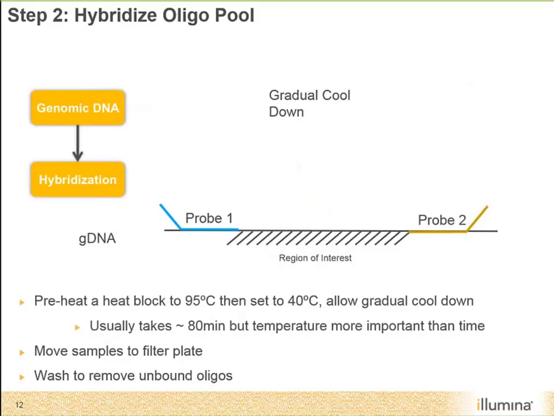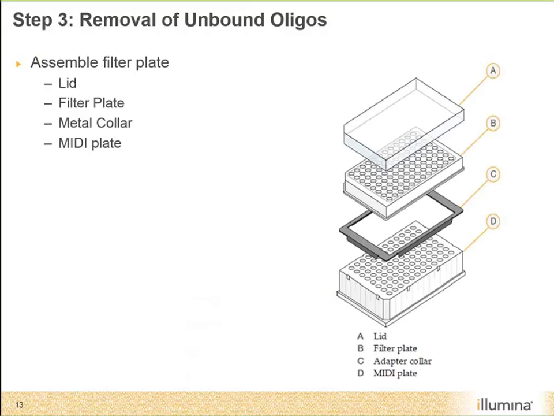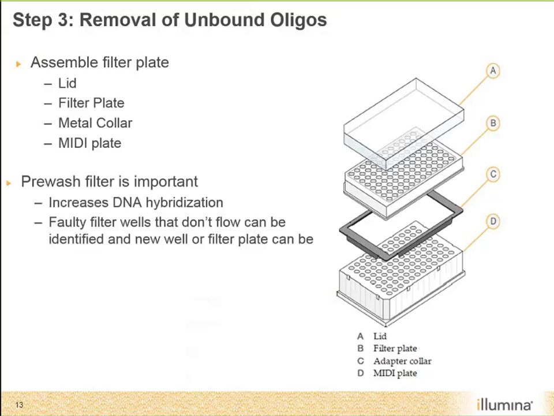At this point, once we have the samples hybridized to the oligo pool, we then move the samples over to a filter plate, which will then remove the unbound oligos. This is a little bit different from a lot of our different library preparation kits. We are using a filter plate. And what is this filter plate unit comprised of? Here I have a schematic of it on the right-hand side. You have a lid, you have the filter plate, and a metal collar that some customers find useful to help align the filter plate with the MIDI collection plate at the bottom.